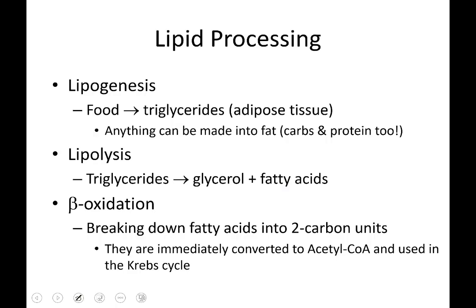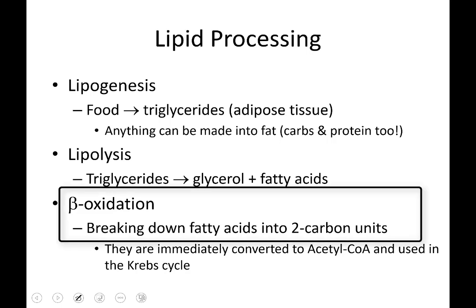For lipid processing, we have lipogenesis. That's the formation of triglycerides for storage in our body. Lipolysis is the breakdown of our storage in our body, mobilizing it so that we can burn it off. So if we want to exercise and we're trying to burn off the triglycerides in our fat storage, we want lipolysis to take place.